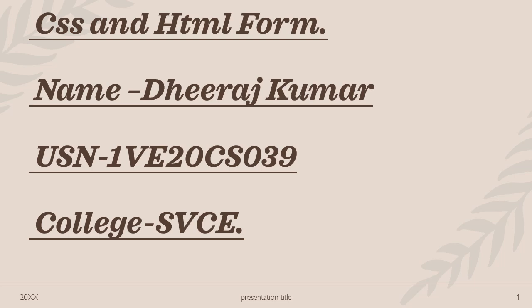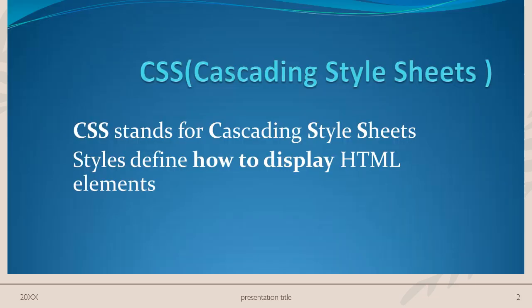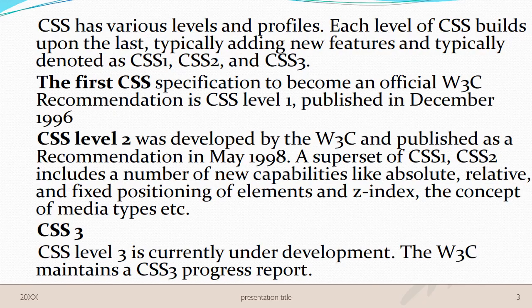the given topic, CSS and HTML forms. Let's begin our topic. Let us understand what CSS means. CSS stands for Cascading Style Sheets, which defines how to display HTML elements. CSS has various levels and profiles. Each level of CSS builds upon the last, typically adding new features, and is typically denoted as CSS1, CSS2, and CSS3.